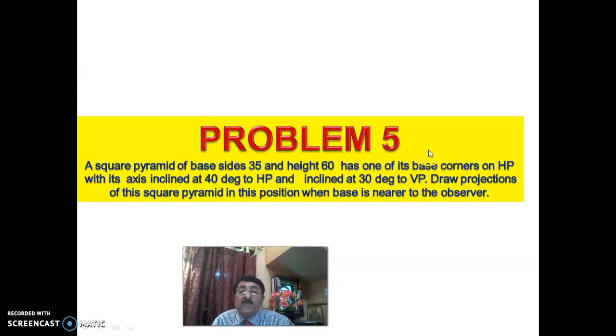Next, problem 5 says the square pyramid of base size 35 and height 60 has one of its base corners on HP with its axis inclined at 40 degrees to HP and inclined at 30 degrees to VP. Draw projections of this square pyramid in this position when the base is nearer to the observer.